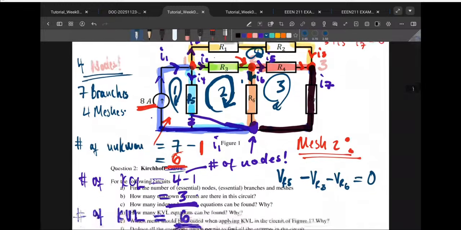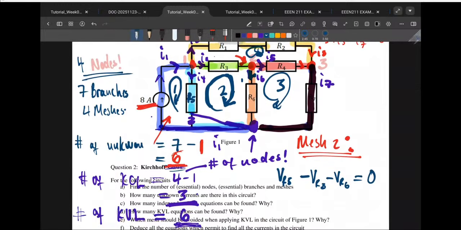So what is going to be my VR5? Remember, it is resistance times the current. So it's going to be resistance R5 times the current I4. So R5I4. Then minus V at R3: what's the branch current? I2 times the resistance R3. Minus at R6: what is the branch current? It's I6. What's the resistor? Also R6. And this is going to be equal to 0. We'll call this equation number 4. We want 6 of them.